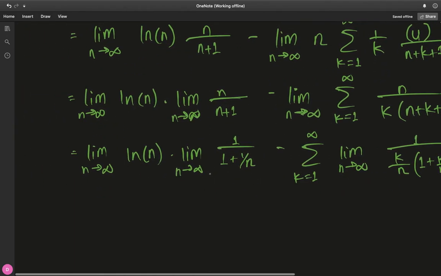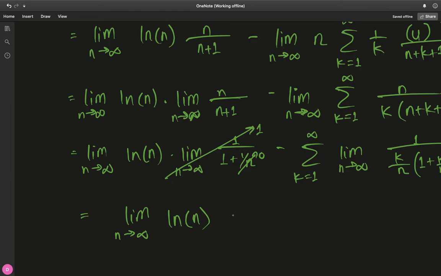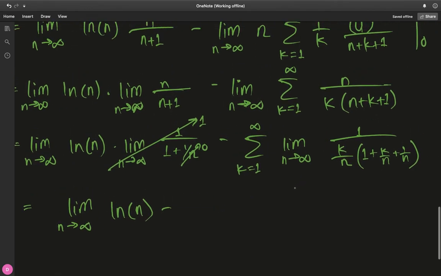So now as n goes to infinity, this term will go to 0. So 1 plus 0 is 1, 1 over 1 is 1, so this entire thing is 1. So we're left with the limit as n goes to infinity of natural log of n minus. Now one thing worth noting is, as long as k is some positive finite integer, the limit as n tends to infinity is going to dominate. So all of these terms are going to cancel out essentially.